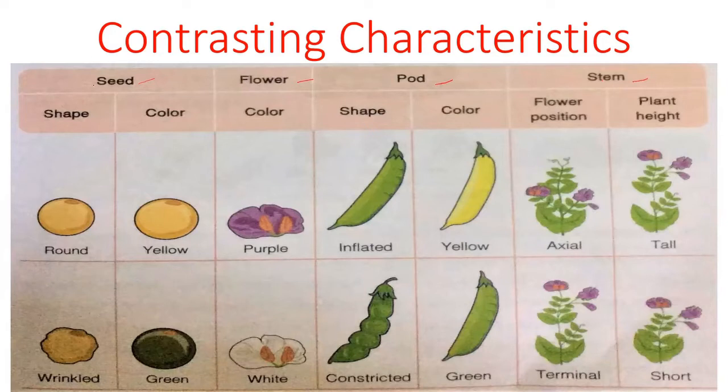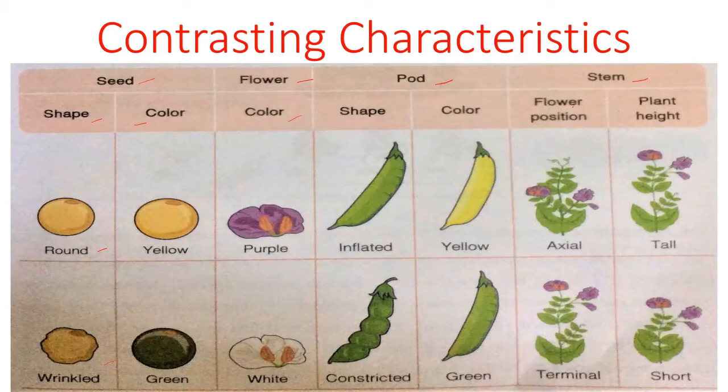For the seeds, Mendel focused on the shape and color. For shape, you have round and wrinkled. This is what I mean by contrasting characteristics, like round versus wrinkled. For color, you have yellow and green. For the flower, Gregor Mendel focused on color, that is purple and white. And for the pod, that is where your seeds are placed, you have the shape, such as inflated versus constricted. For colors, we have yellow and green.